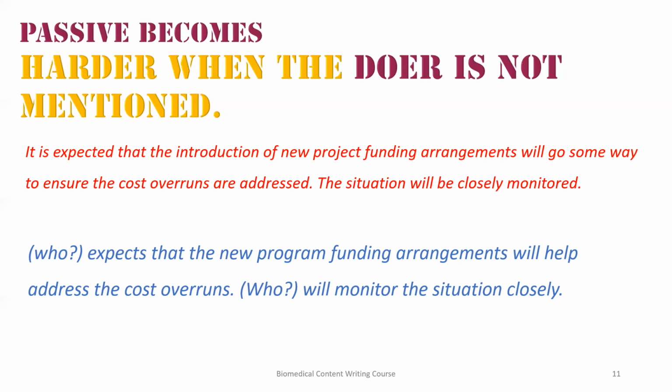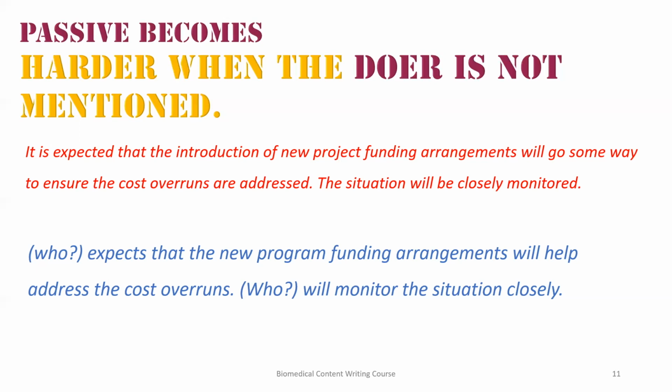Now, if you see this sentence, who expects that the new program funding arrangements will help address the cost overruns, and who will monitor? In the red sentence, something is being monitored, but who is monitoring? There is no discussion or no mention of that. Secondly, it is expected, but who expects? It is not there in the sentence.